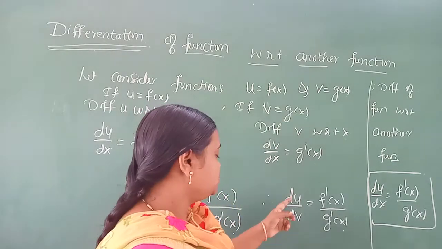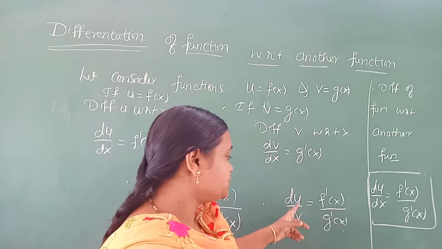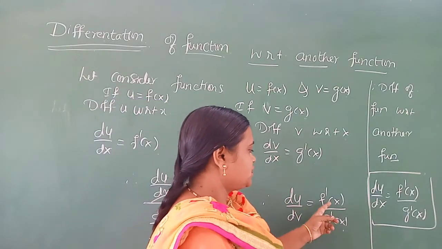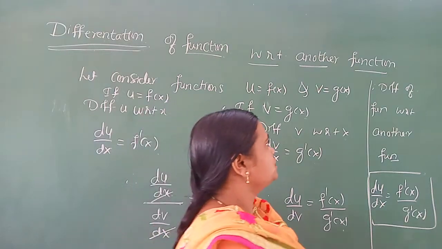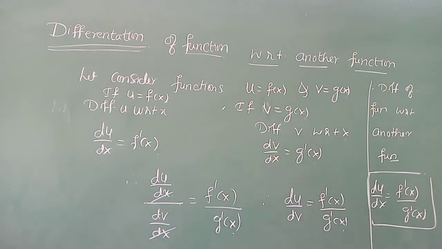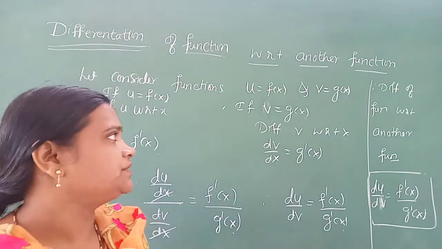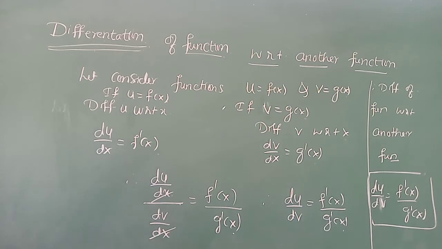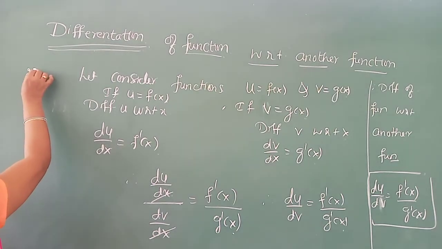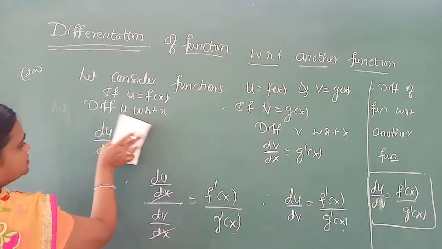Du by dv means u with respect to v, one function with respect to another function, is f dash of x divided by g dash of x. Therefore, the formula for differentiation of a function with respect to another function is du by dv equals f dash of x by g dash of x. Please remember this. Based on that, in the exam they will give a 2 marks question. Examples are important. Now we will take the examples.